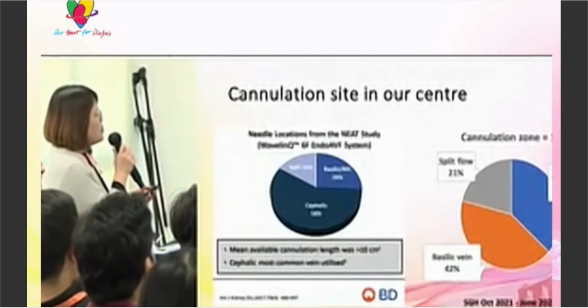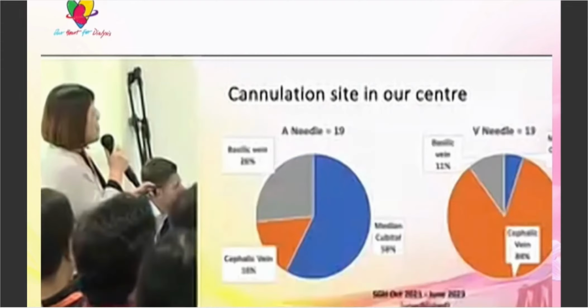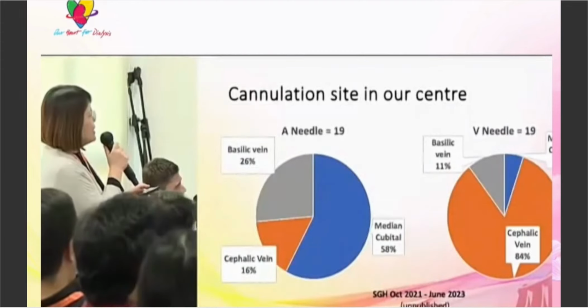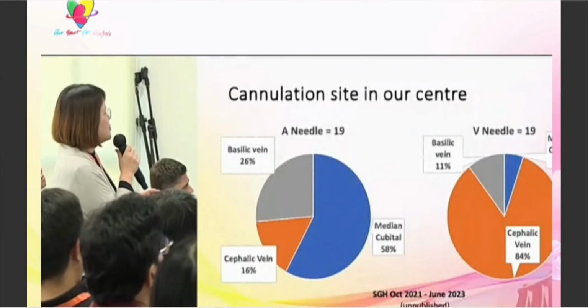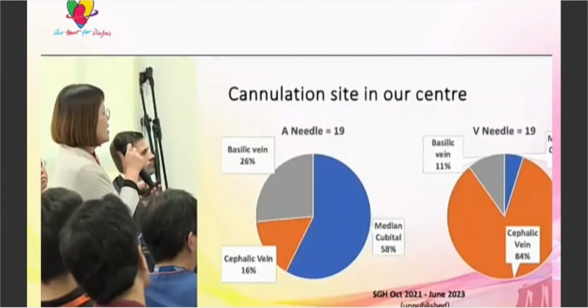We have a split, more of a basilic vein, unfortunately. And of the 19 cases that we started cannulating, you could see that the median cubital vein is often used for either one of the needle cannulations.